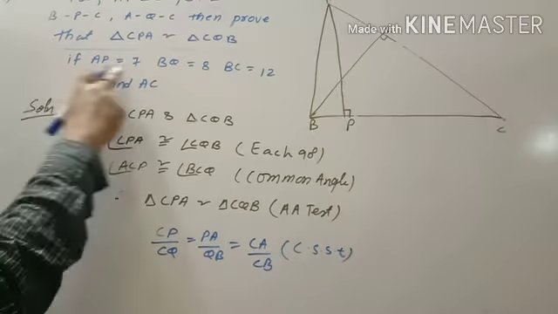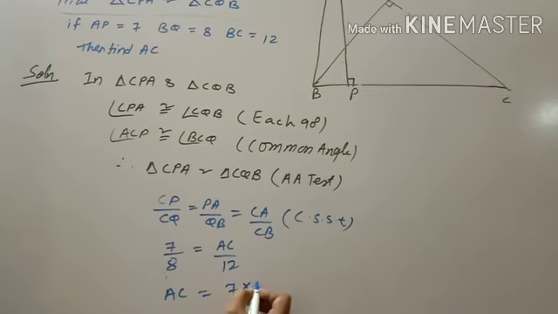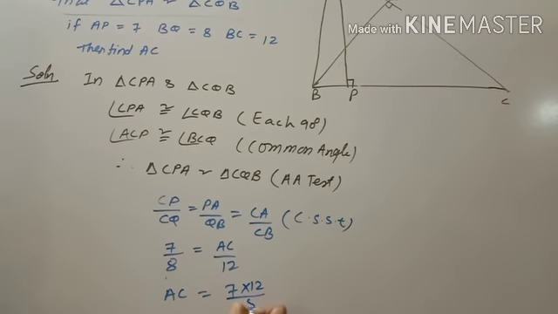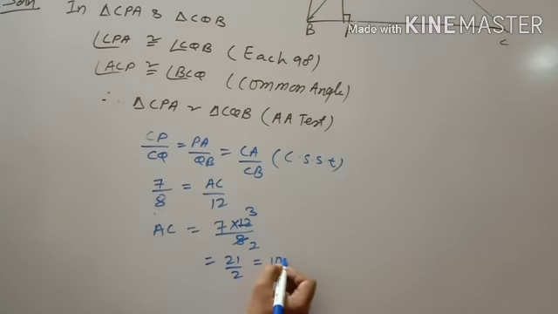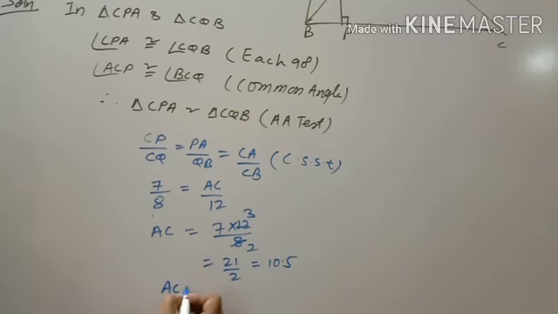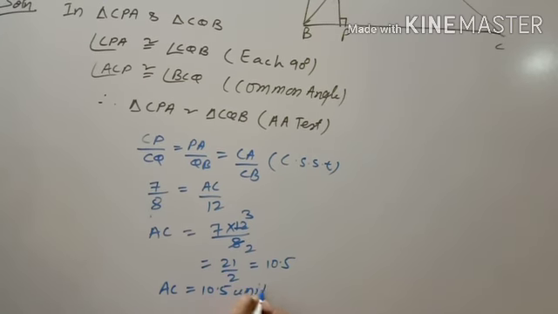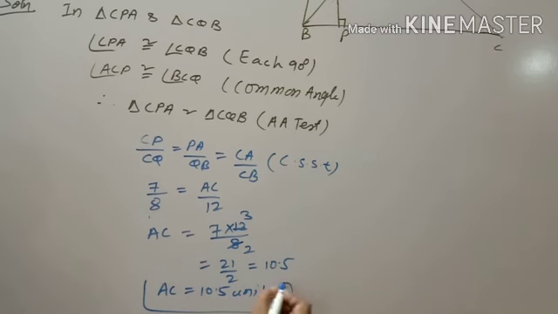Value of QB is 8. Value of AC they don't give, but value of CB, that is BC, is given as 12. Now AC is equal to 7 into 12 divided by 8. 4 2s are 8, 4 3s are 12, 21 upon 2, that is 10.5. AC is equal to 10.5 units. That is the answer.